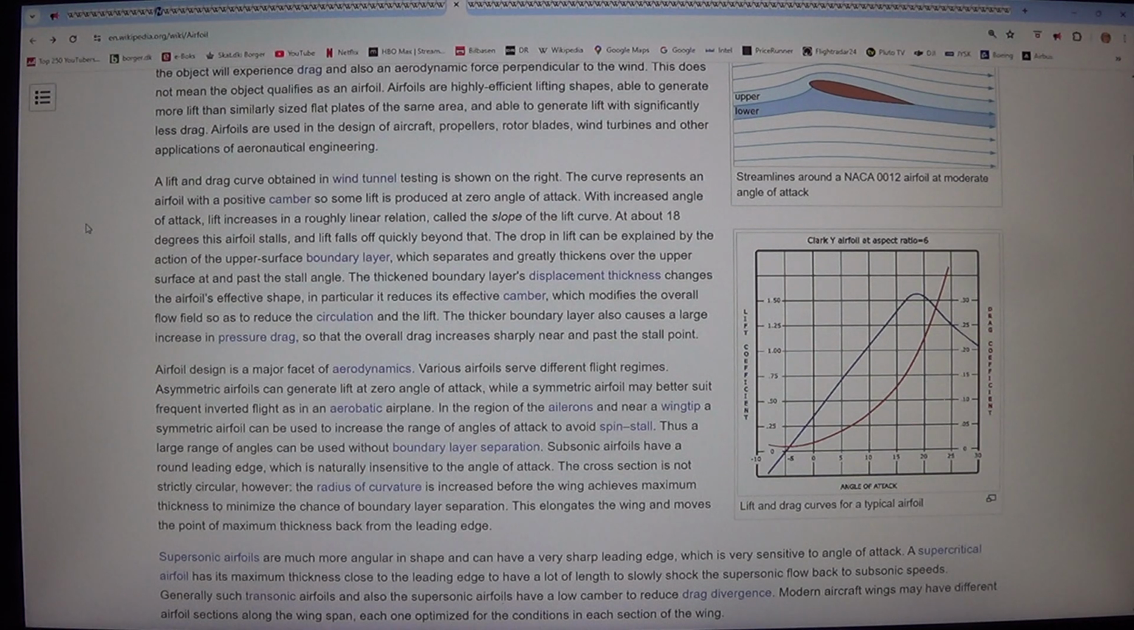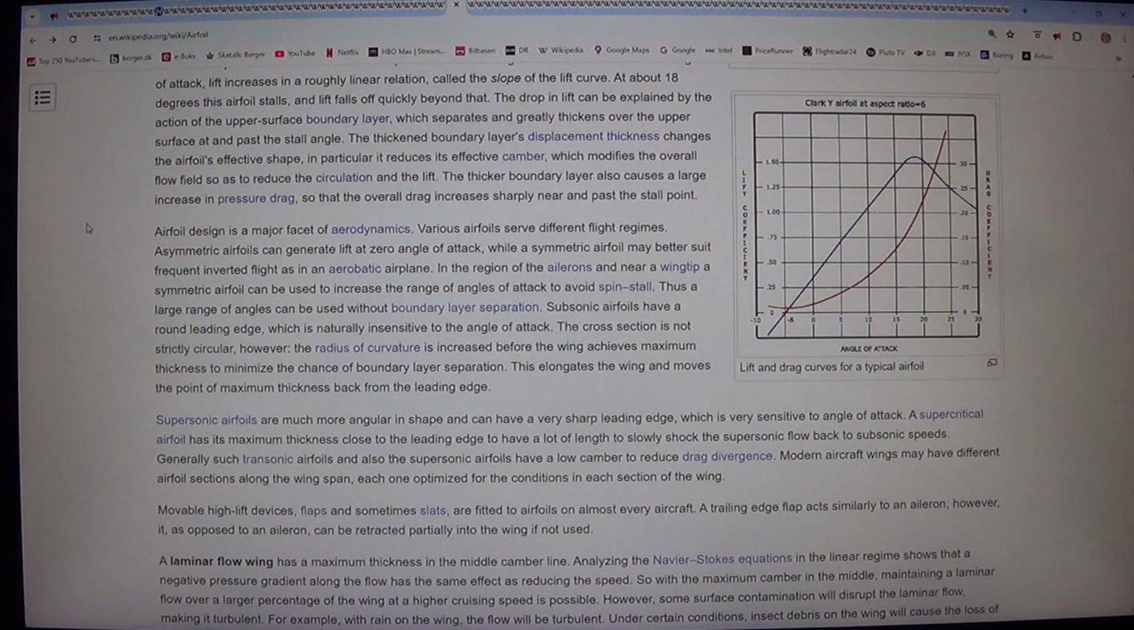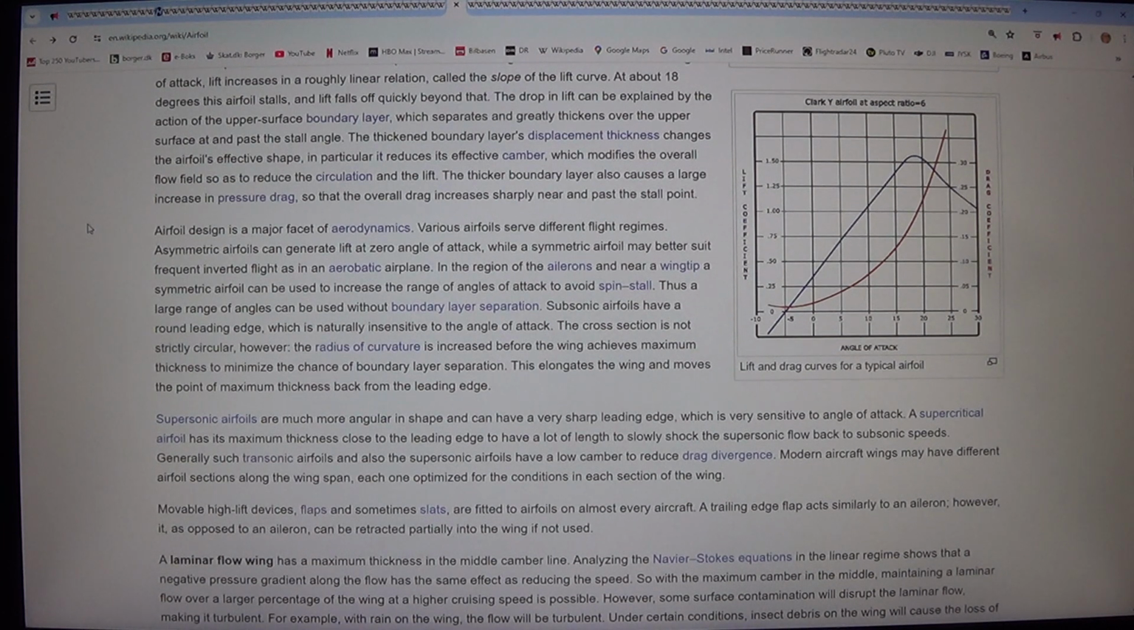Airfoil design is a major facet of aerodynamics. Various airfoils serve different flight regimes. Asymmetric airfoils can generate lift at zero angle of attack, while a symmetric airfoil may better suit frequent inverted flight, as in an aerobatic airplane. In the region of the ailerons and near a wingtip, a symmetric airfoil can be used to increase the range of angles of attack to avoid spin stall. Thus a large range of angles can be used without boundary layer separation.